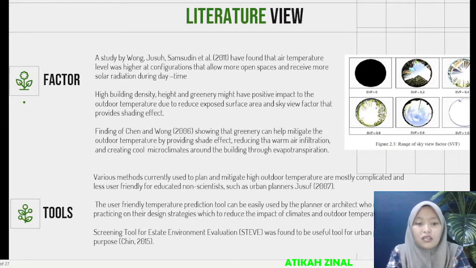Various methods currently used to plan and mitigate high outdoor temperature are mostly complicated and less user-friendly for educated non-scientists such as urban planners. User-friendly temperature prediction tools can be easily used by planners or architects who commonly practice design strategies to reduce the impact of climate and outdoor temperature. STEEP, or its long name, Screening Tool for Estate Environment Evaluation, was found to be a useful tool for urban planners, in a study by Chief.